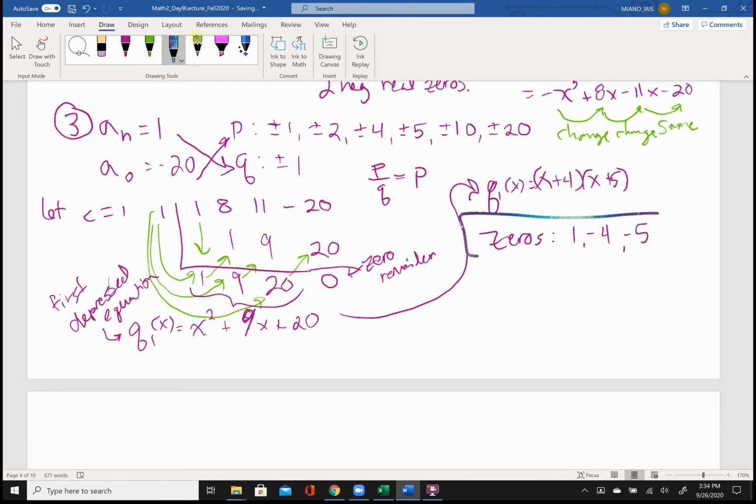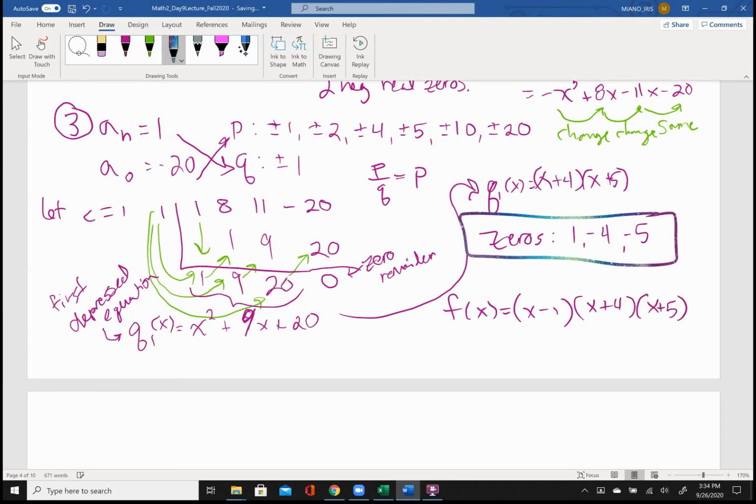And then we also want to rewrite f of x in factored form. So f of x is, well, there was the factor of x minus 1 that we were able to investigate with the synthetic division, and then I factored the rest as x plus 4 times x plus 5.